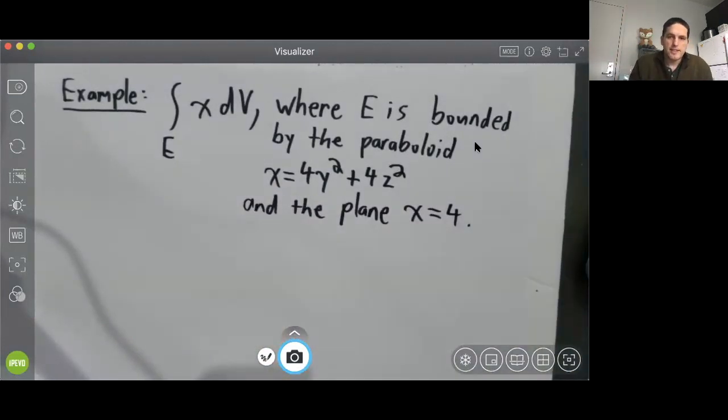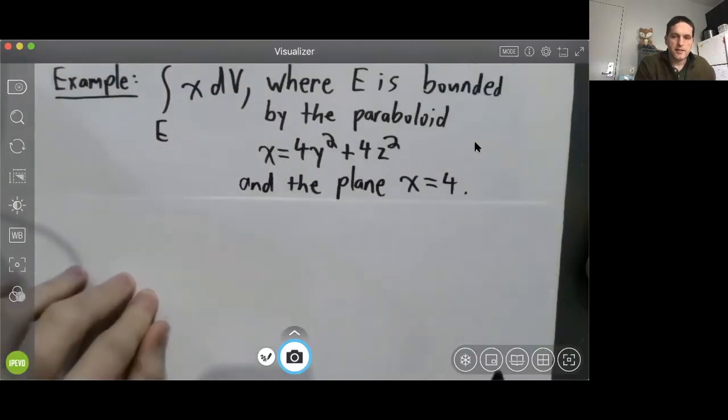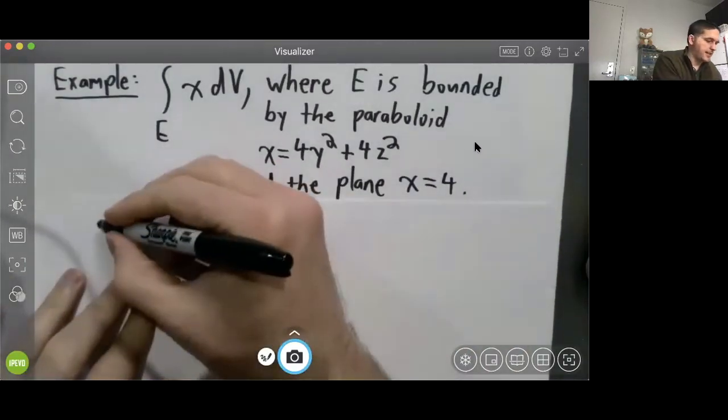So we're visualizing the solid region E that you get by taking the inside of this paraboloid and chopping vertically at x equals 4. If you picture the projection of this solid region E onto the YZ plane, it's a disk of radius 1. This solid region E can be described like this.